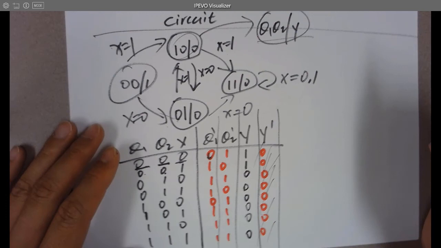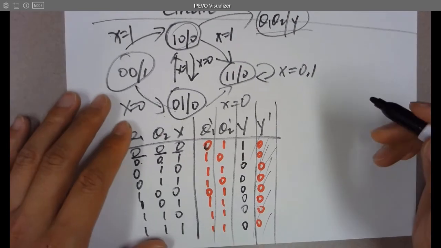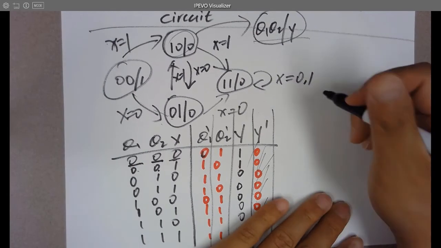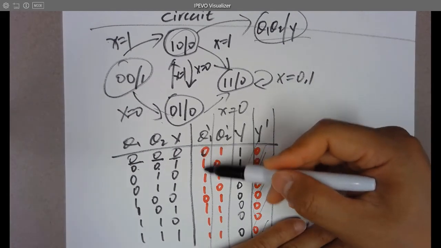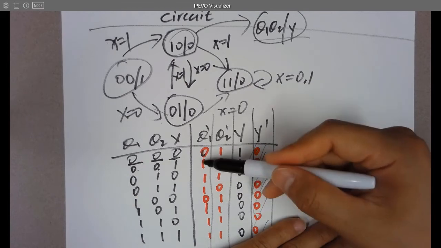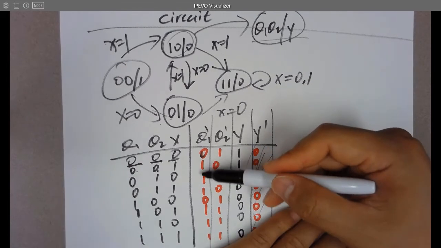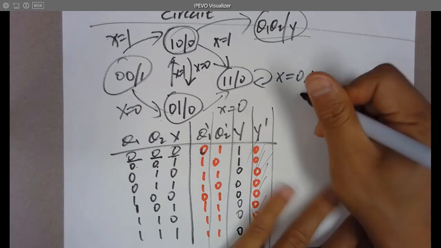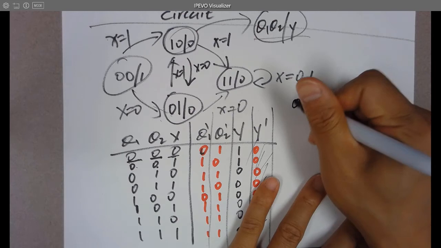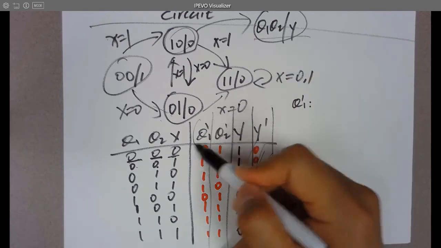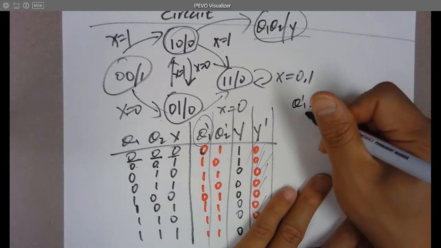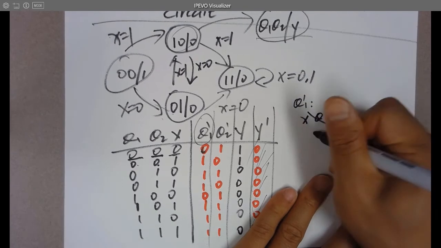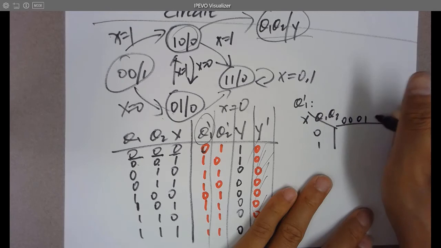And now let's get the K-map first, because it has a couple of terms. It's probably tough to eyeball it and simplify it manually. So now let's get the Q1 prime first. Q1 prime, and the inputs are x, Q1, Q2, right? 0, 1, 0, 0, 0, 1, 1, 1, 1, 0.